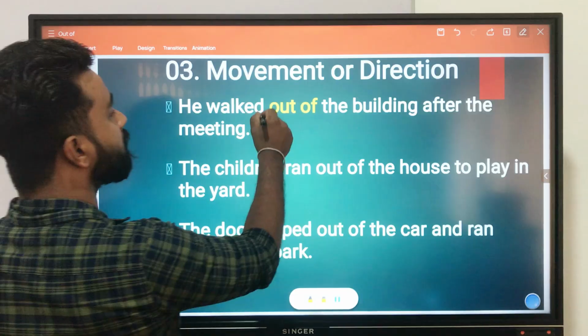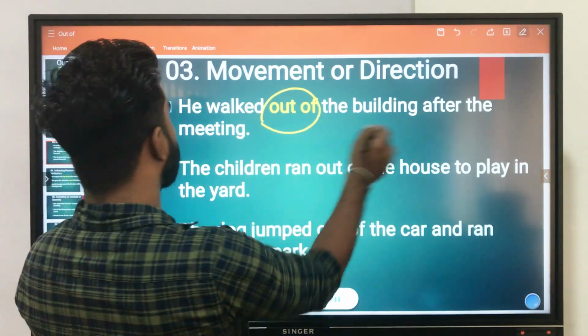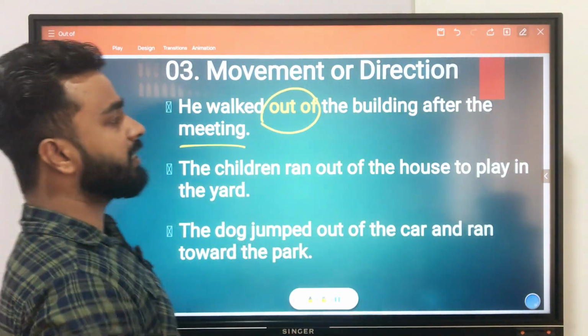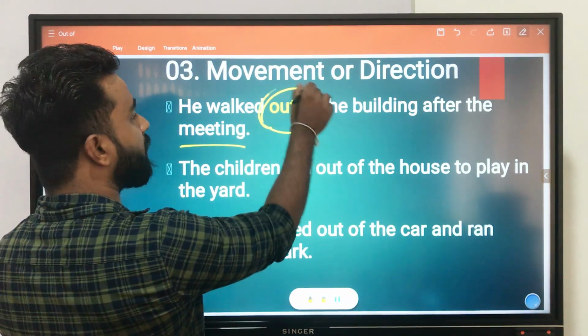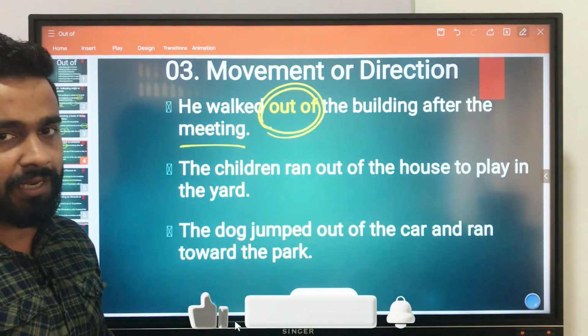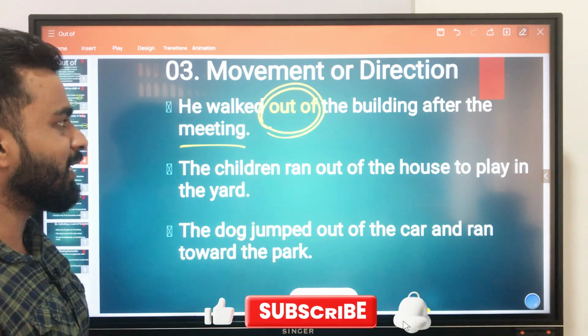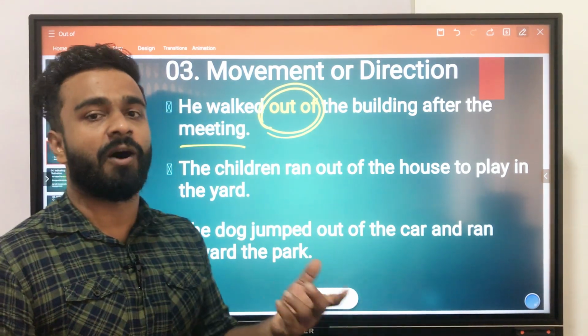Then we say he walked out of the building after the meeting. So he had a meeting in that building. Thereafter he went out of the building. He walked out of the building. So to indicate that meaning, we use this preposition out of.